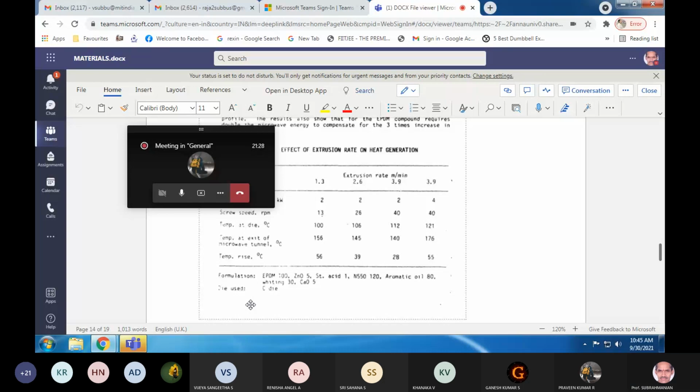All right. So, friends, this formulation. Look at the filler and the oil. The filler is 550 at 120. Aromatic oil correspondingly is increased, so that you maintain the hardness. Whiting, of course, is not to affect the hardness anyway. Whiting's job is primarily to control the tackiness.